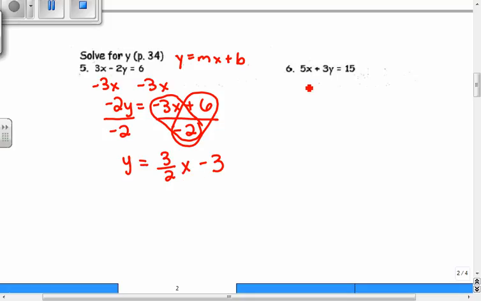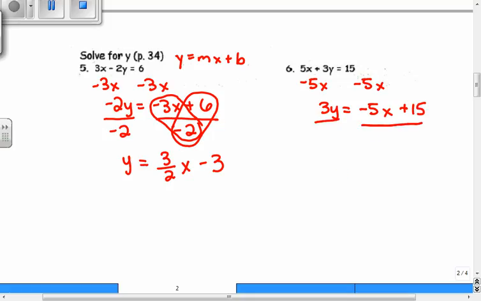Okay, over here, this one's actually a little easier. We need to solve for y. We just subtract our 5x from each side. We end up with 3y equals negative 5x plus 15.